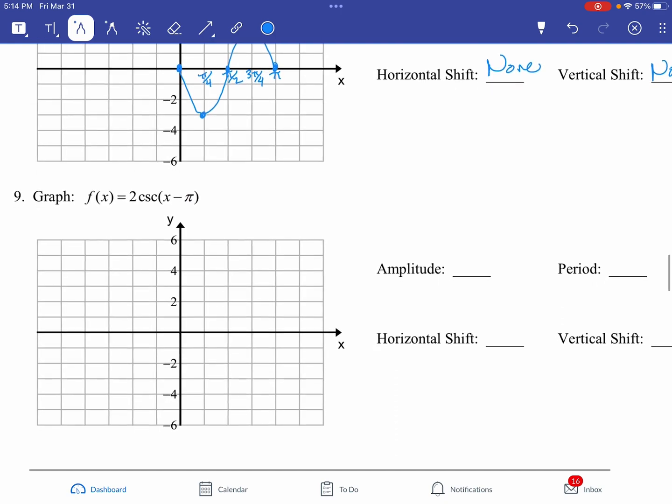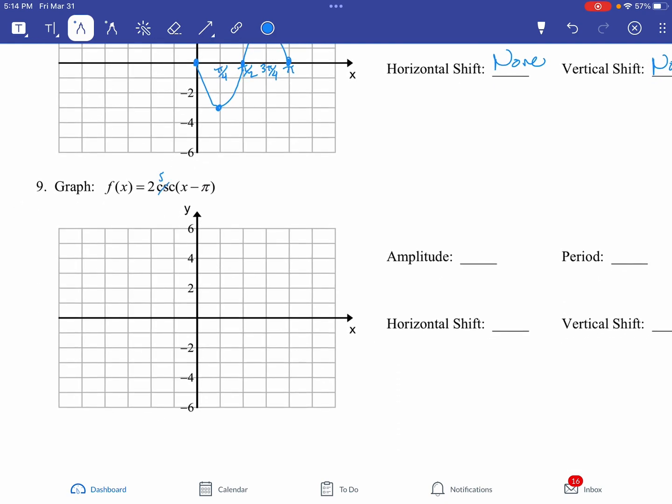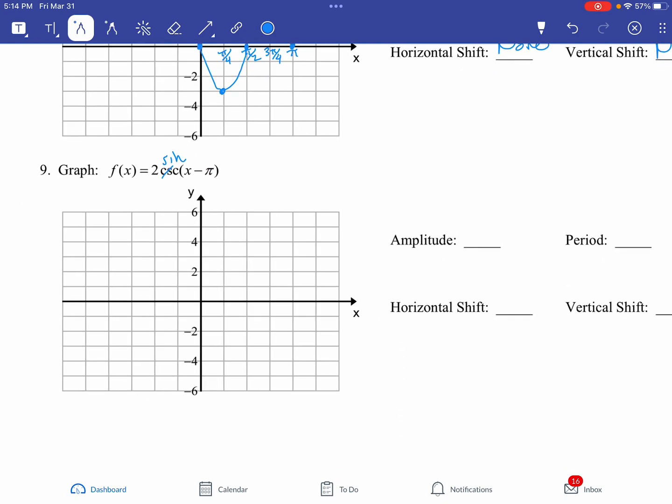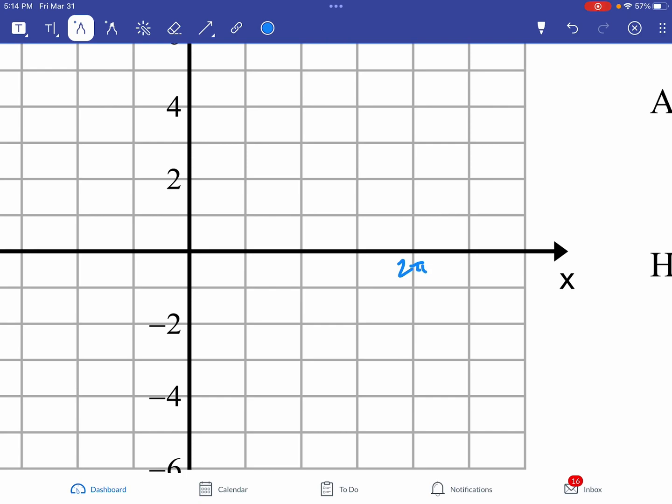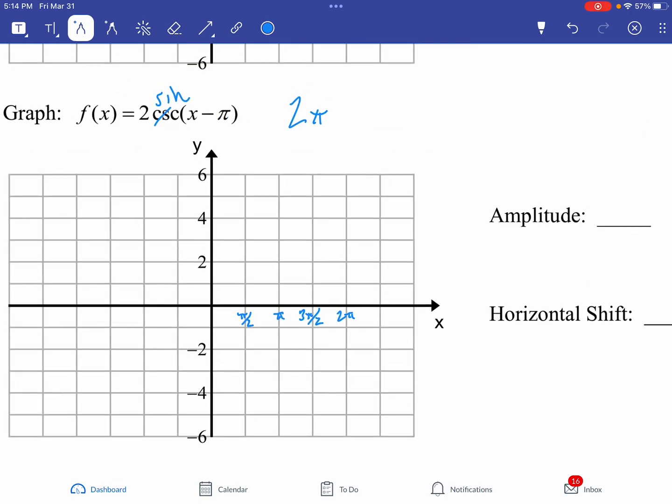Number 9. We're graphing cosecant, which means we're graphing sine. So I am doing the period. The period does not change because nothing's being multiplied or divided by the x, so the period is still 2 pi. Step 2, horizontal shifts. I'm going to the right by pi, which is 2 intervals. So I'm going to add 5 pi/2 and 3 pi.